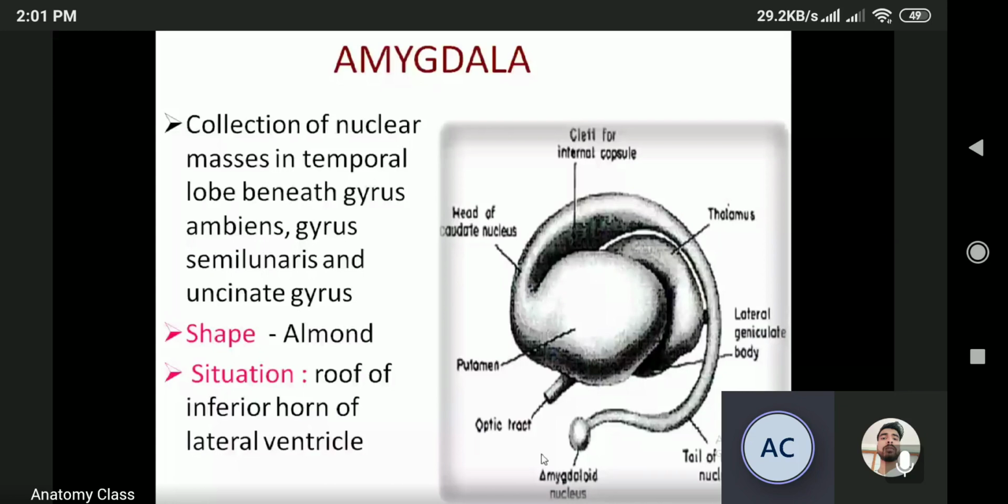So the next component part of the limbic system is the amygdala, which is a collection of nuclear masses in the temporal lobe. It actually lies within the temporal lobe, beneath the gyrus ambiens, gyrus semilunaris, and uncinate gyrus. The amygdala is almost almond shaped, situated at the roof of the inferior horn of the lateral ventricle.